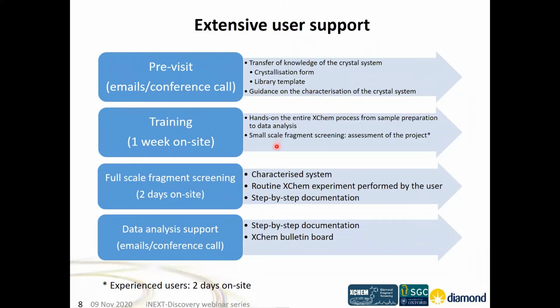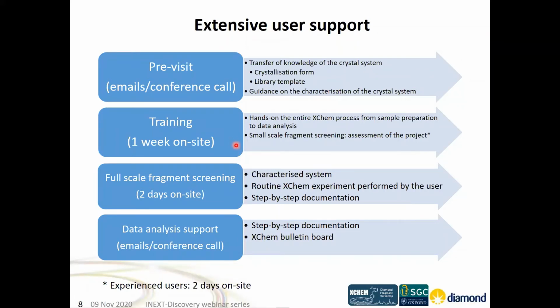So if you've never been to XChem, normally we would organize a 1-week training on site where you would go through the whole XChem process from the sample preparation to the data analysis. It's basically a small-scale experiment of the fragment screening, and it gives you a really good overview of the pipeline. And for us, we can then start assessing the project and see whether we can identify major problems or not.